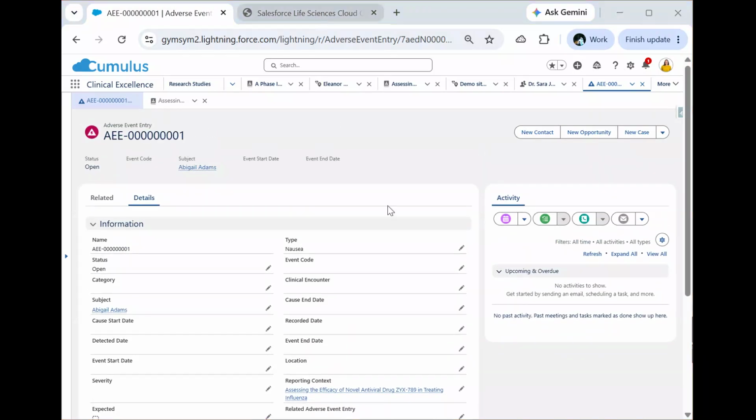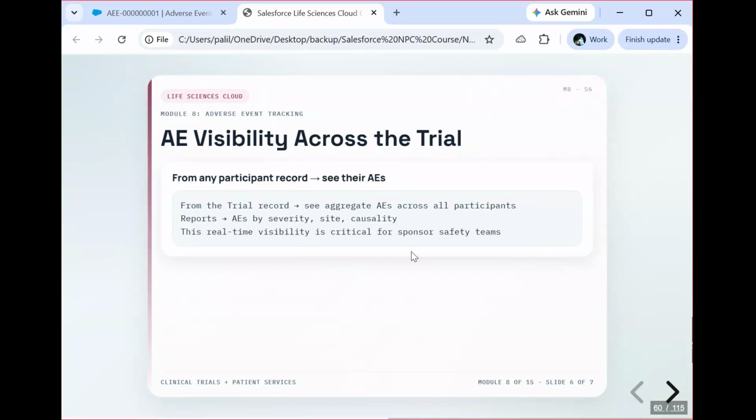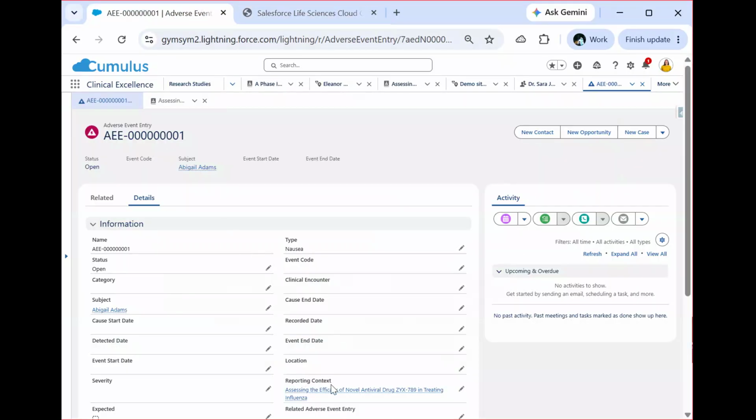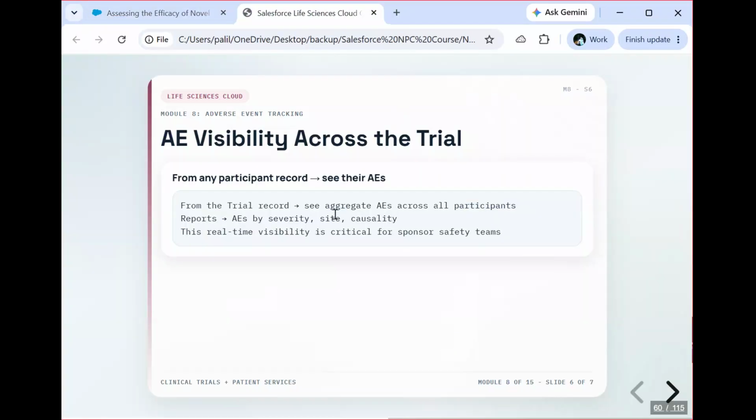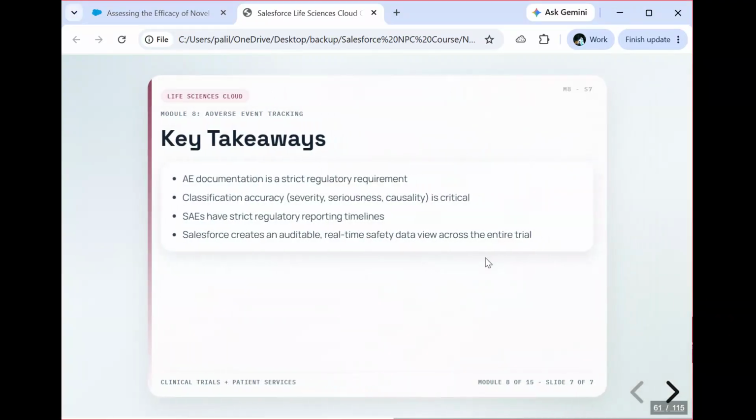Go back to presentation. So there are various ways we can look into the AE. We can go to the reporting context, and from here we can look at the adverse event. And once we are on the AE, we can look at the severity, site, and causality.